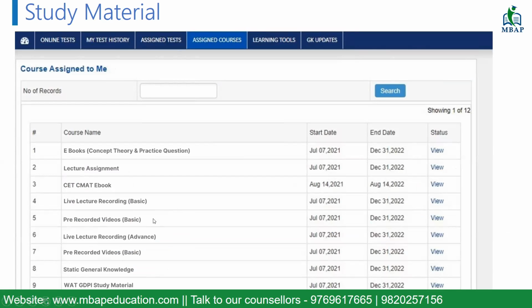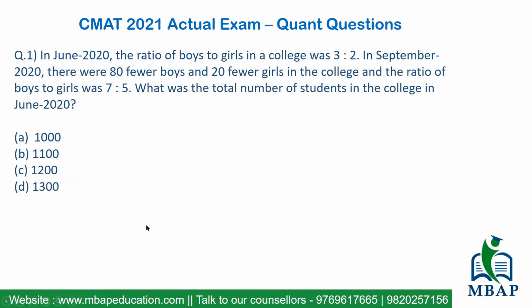On this note, let's quickly have a look at the previous year questions which have come on this topic. Have a look at the first question which came in the year 2021 of the CMAT exam. The question says, in June 2020, the ratio of boys and girls in a college was 3:2. In September 2020, the same year, if there were 80 fewer boys and 20 fewer girls in the college, the ratio would have been 7:5.